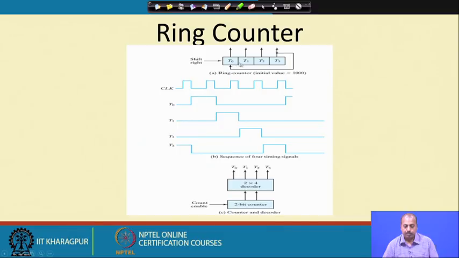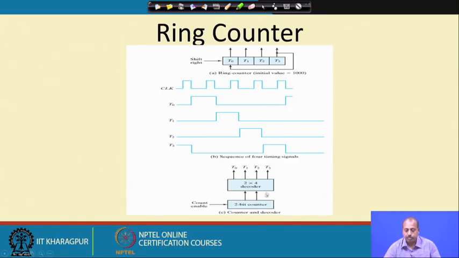Otherwise this is a shift register, so these values are shifted. This T2 value, which was initially 0, comes to this, and then we can have this type of shifting. So, it will be generating the count in the sense that it will first be 0 0 0 1 and then 1 0 0 0, then 0 0 0 1, 0 0 1 0, 0 1 0 0 and 1 0 0 0.